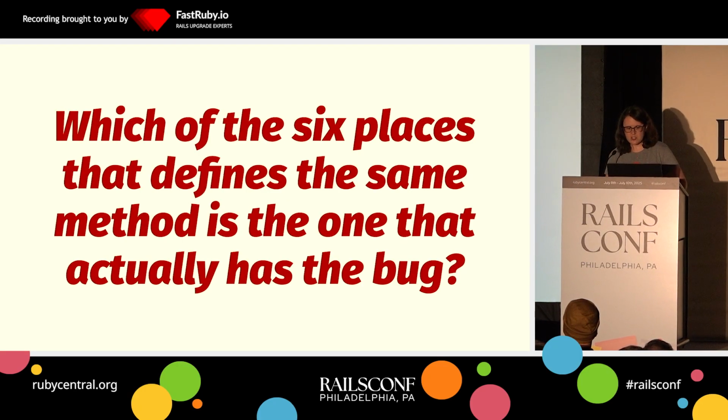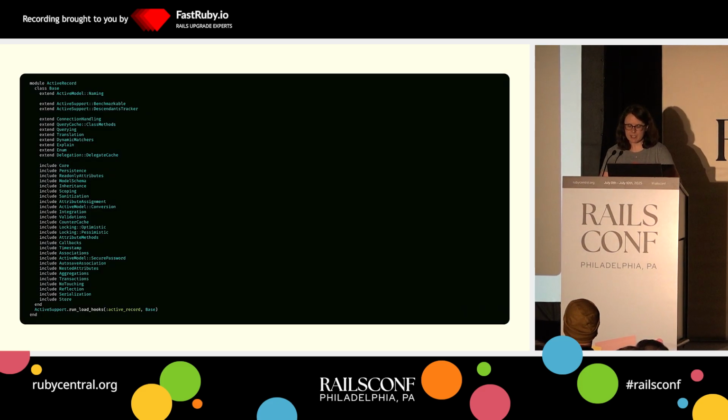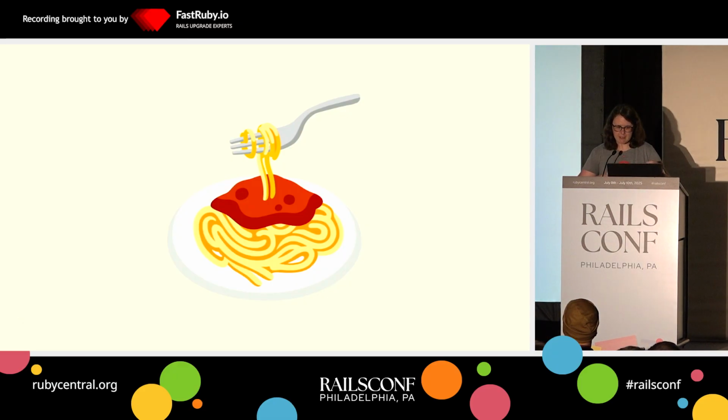Sage said, which of the 6 places that define the same method is the one that actually has the bug? These methods were a nightmare to deal with. Sage said that they were all sort of ad hoc and spread across the modules. You would have like 6 different modules all define the same method. It was spaghetti code if each noodle was a module and they're all lumped together.